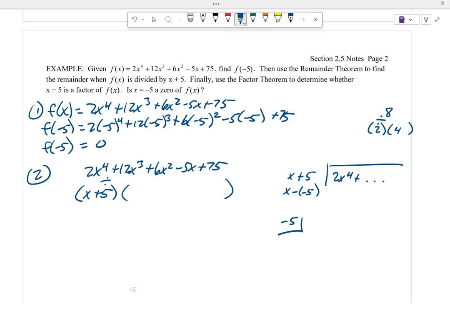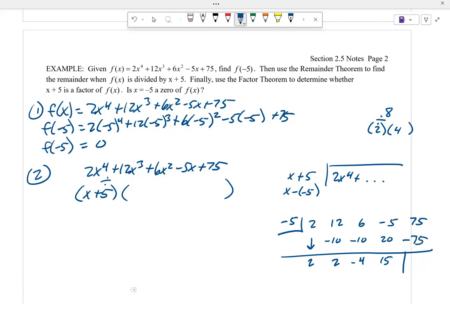Let's go ahead and put in the coefficients of our dividend. So 12x cubed, 6x squared, minus 5x, 75. And let's verify that it goes into it cleanly. So the 2 drops straight down. 2 times -5, -10. 12 minus 10 is 2. 2 times -5, -10. 6 minus 10, -4. -4 times -5 is 20. -5 plus 20, 15. 15 times -5 is -75. And sure enough, it has a remainder of 0.